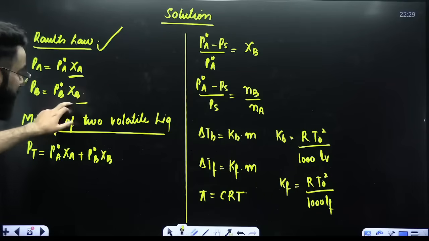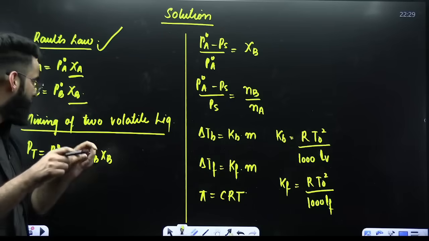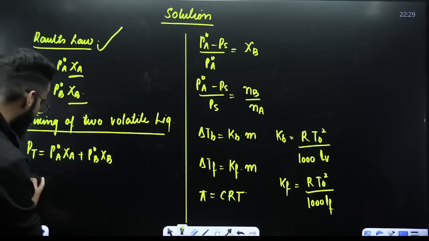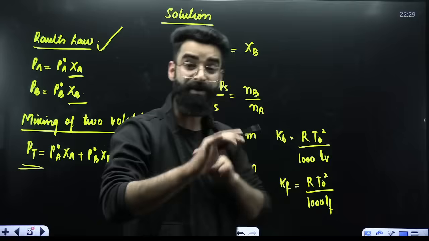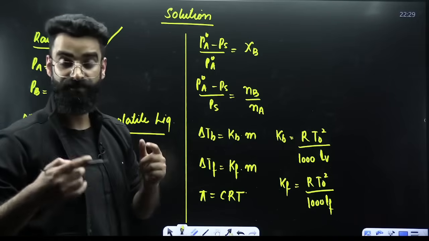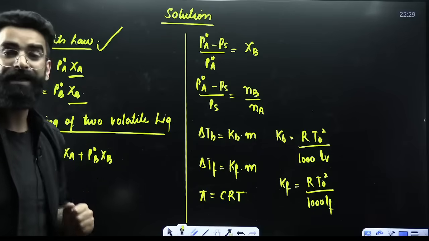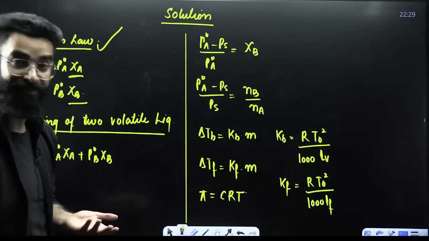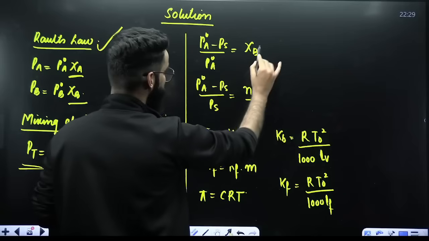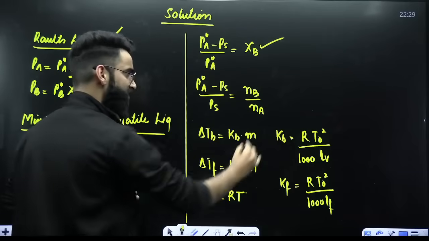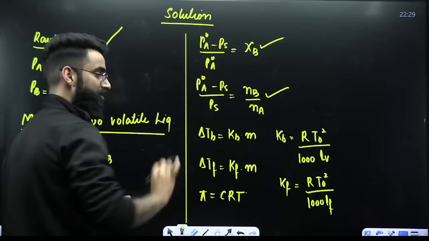Similarly, PB is equal to P naught B chi B. When you will be mixing two volatile liquids, this is how you will be calculating the total vapor pressure of that particular solution which has formed when you have mixed two volatile liquids. When it comes to your relative lowering in vapor pressure, (P naught A minus Ps) by P naught A is equal to chi B. This is one more result which you can use over here to solve the questions.